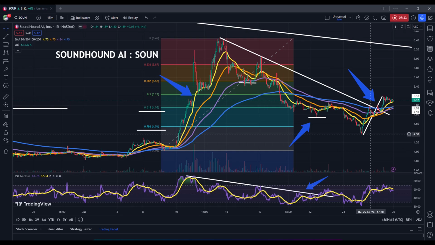So here's the current market analysis for SoundHound AI, stock ticker SOUN.